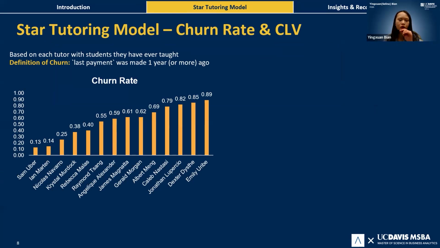So here is the upward sloping. The lower they have, the higher they have, the bad performance they have. So the lower they have, actually it means they perform good, meaning that students seldom churn from their tutor.